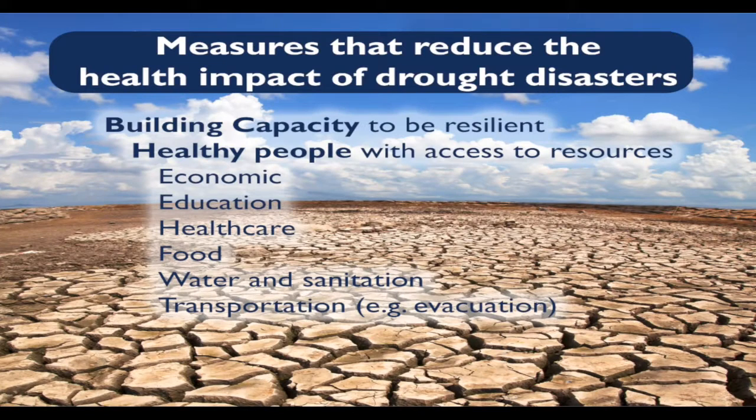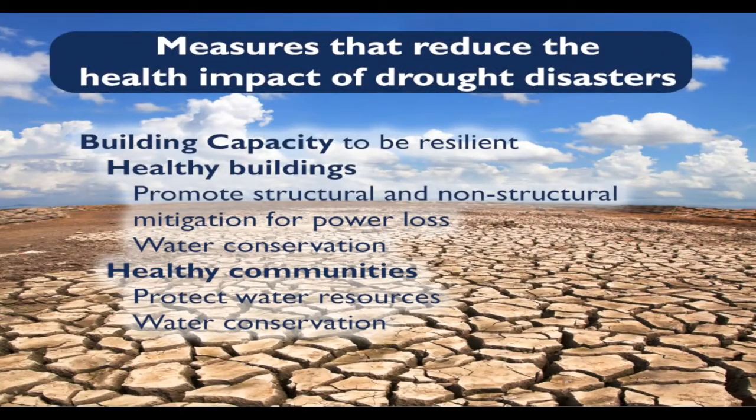Community communication as well as public knowledge and awareness all play into reducing our vulnerability, making healthier people and healthier choices when we're talking about drought situations. We want to build capacity to be resilient, safe, healthy, resilient people with access to resources that are economic, education, healthcare, food security, as well as water and sanitation and transportation. The availability of all of these resources to the population really minimizes the impact of droughts, and therefore, in order to be resilient, we really need to build capacity in these areas that are higher risk.